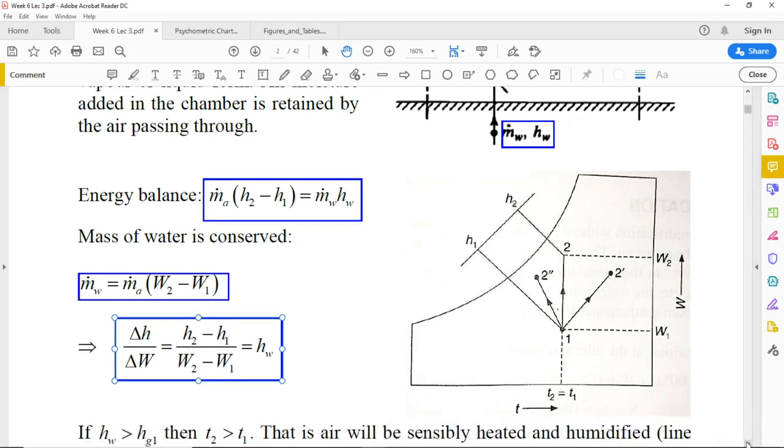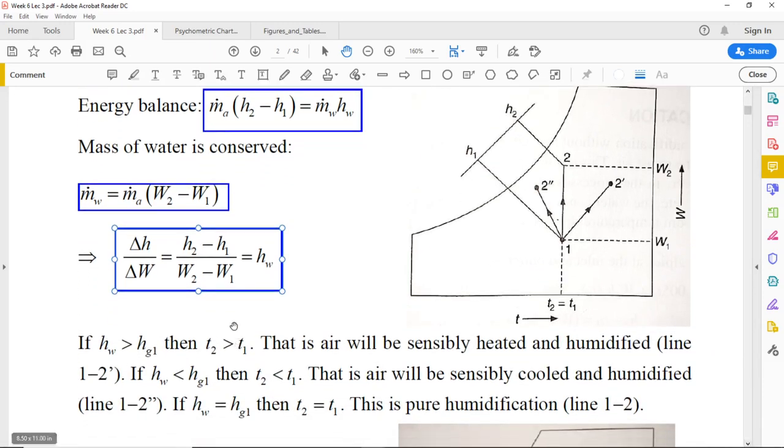This expression has a certain utility for us when we sketch the psychrometric process on the psychrometric chart. If you look at the representation of this process on the chart, you can see that the humidity ratio at the end of the process will be higher than the humidity ratio at the initial state. I can just draw one line to show an increase in the humidity ratio.